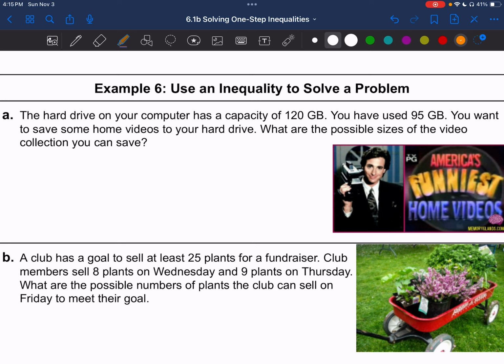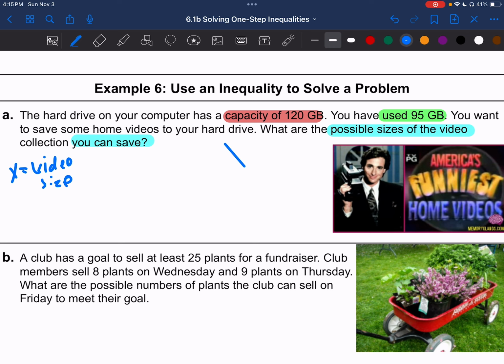So, things that we need to find. We need to find important information. So we have a capacity of 120 gigabytes. We've used 95 gigabytes, and we want to know what are the possible sizes of the video you can save. So let's start and define a variable. X equals video size, right? So we're going to go ahead and write our inequality.